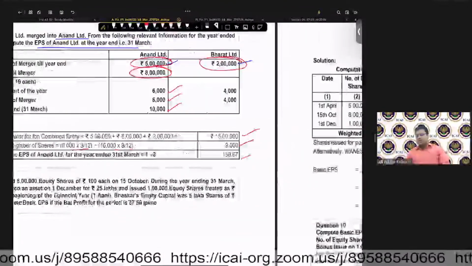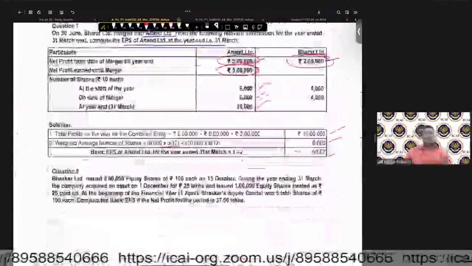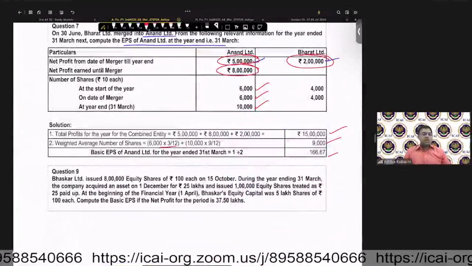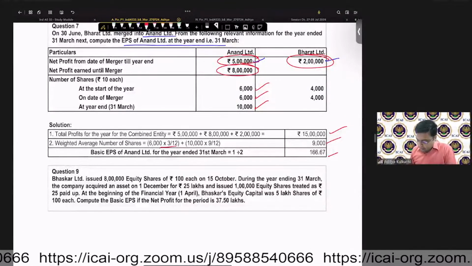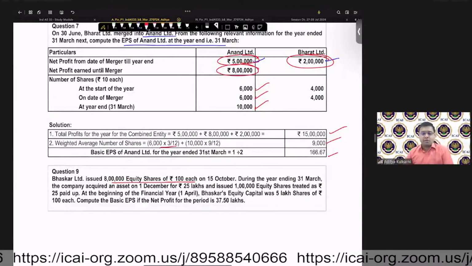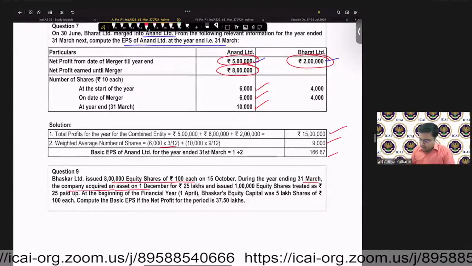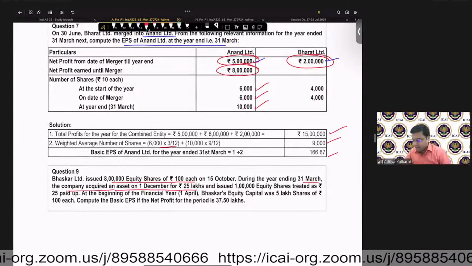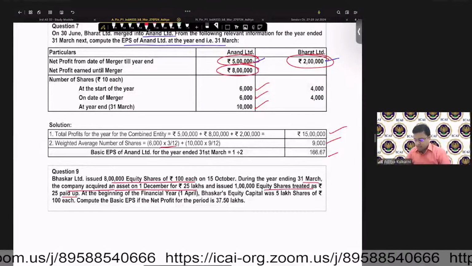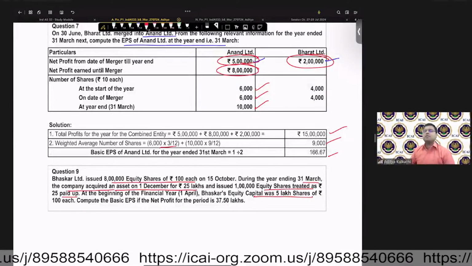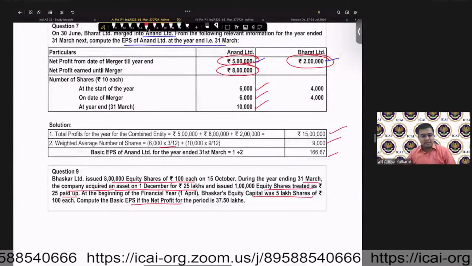What about assets? You have purchased an asset and issued equity shares. From which date will you consider it for the weighted average number? Well, from the date the asset acquisition is recognized. Bhaskar issued 8 lakh equity shares of rupees 100 each. During the year ending 31st March, the company acquired an asset on 1st December for 25 lakhs, issued 1 lakh equity shares treated as rupees 25 paid up. At the beginning of the year, the equity capital was 5 lakh shares. Compute the basic EPS if the net profit is 37.5.